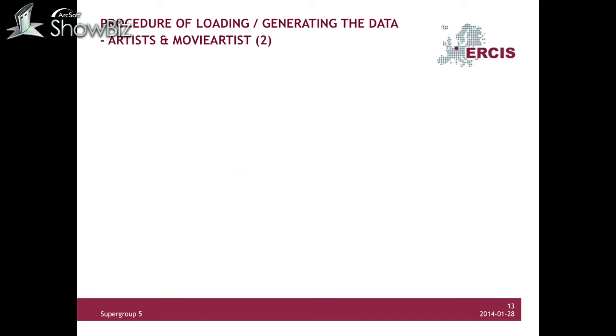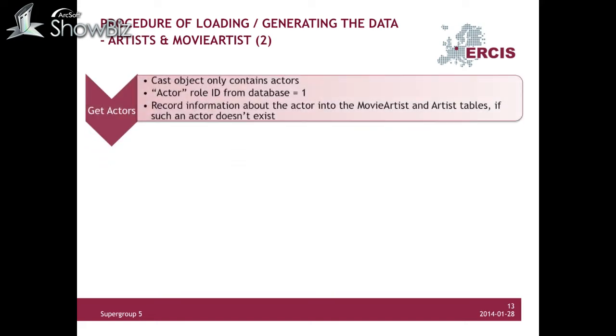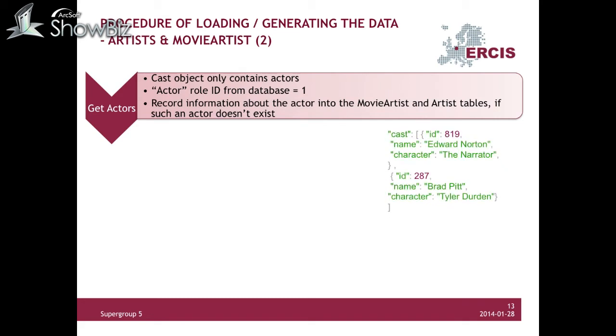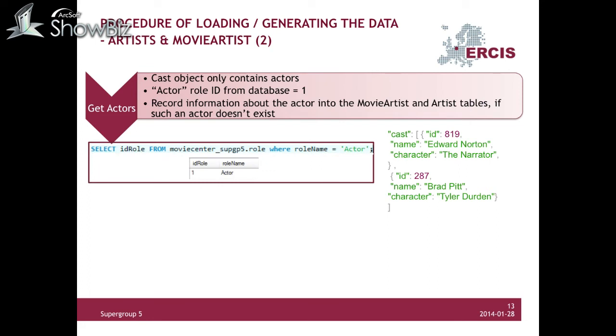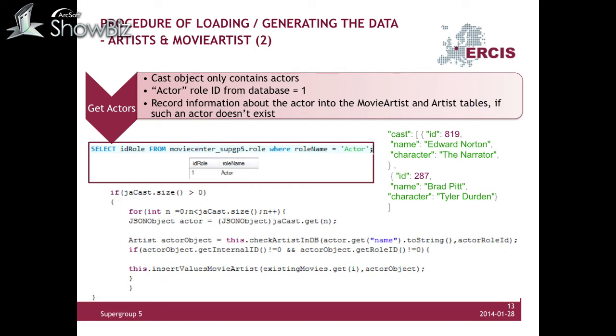The next task is getting the actors' information. The cast object only contains the actors. We get the role ID of the actor from the database, remember it, and record information about each actor from the array into the movie artist and artists tables, if such an actor does not exist in the artist table. The relevant piece of code is displayed on the slide.